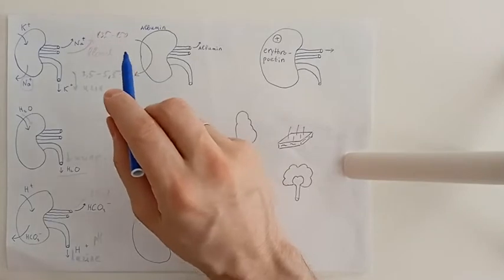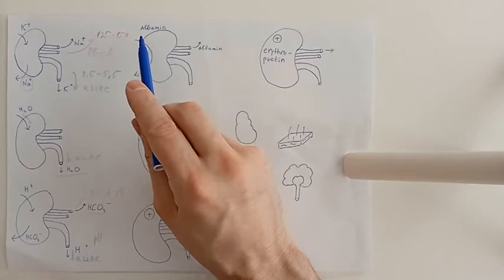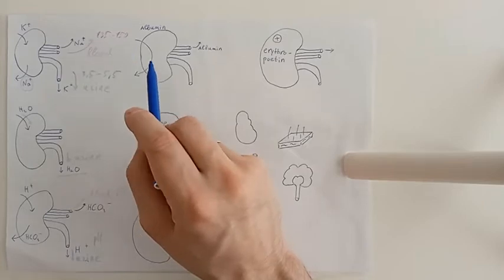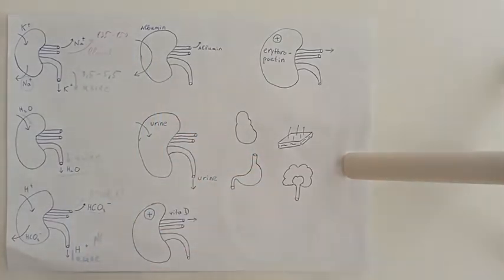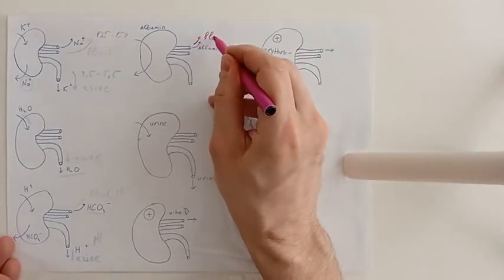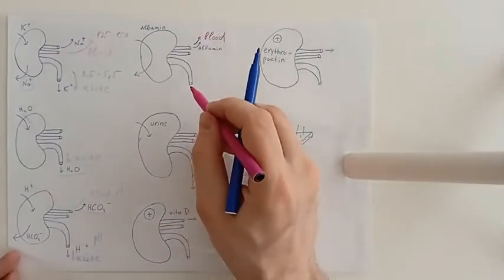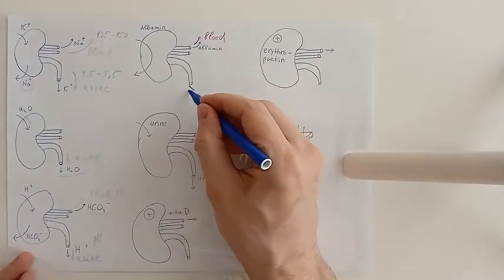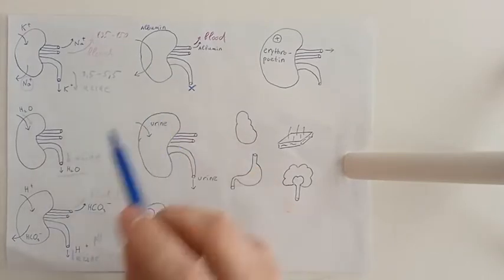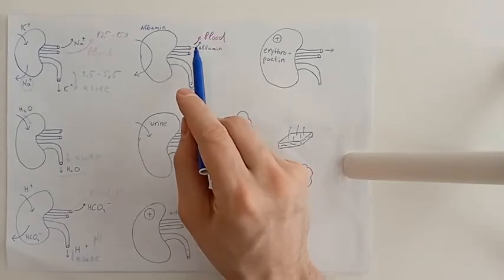Another function. Due to filtration, some molecules of proteins, for example the smallest, albumin, can be filtrated into the urine, but the function of the kidney is to reabsorb it back to the blood. So, in a normal case, you can find no albumin in urine. If you can, that means first, too big filtration or too small reabsorption.